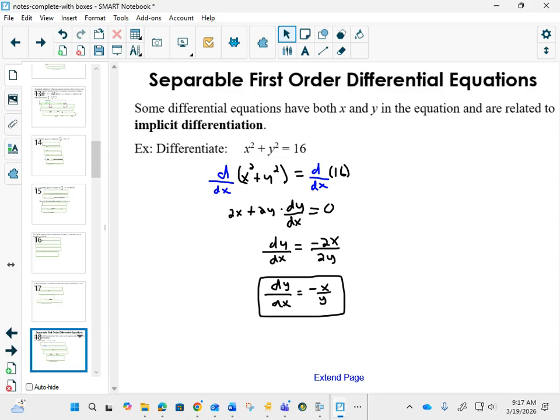Now the problem is if you had that as your differential equation, how do you undo implicit differentiation? We've never done that. We can undo regular derivatives, but if this is your derivative, how do you undo that when there's an x and a y?